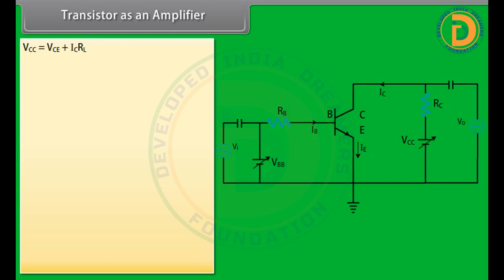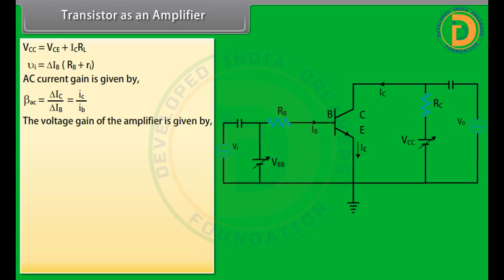VCC is equal to VCE plus ICRL. Vi is equal to delta IB multiplied by RB plus Ri. AC current gain is given by beta AC is equal to delta IC upon delta IB.